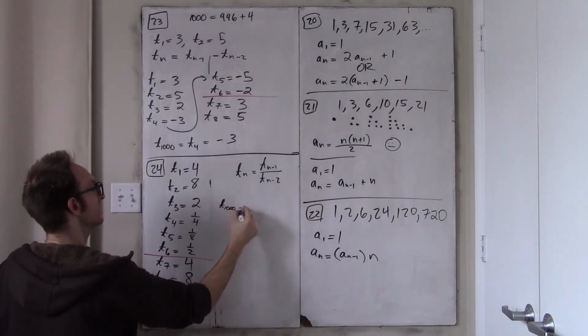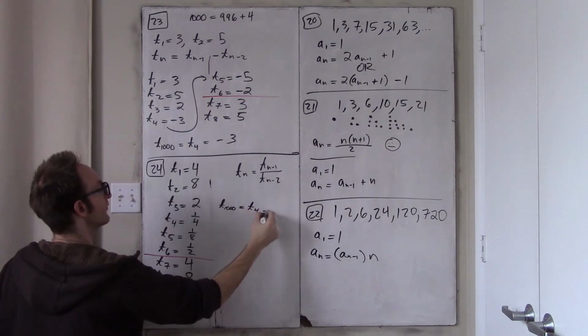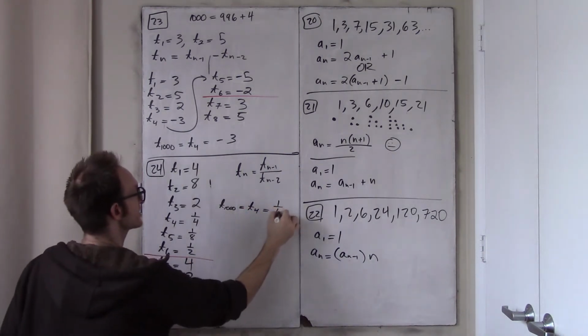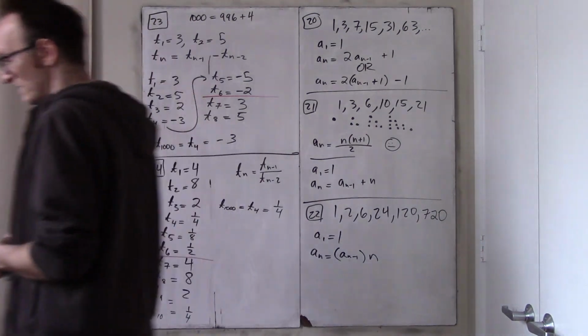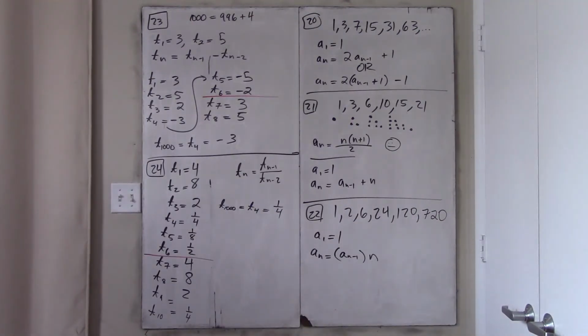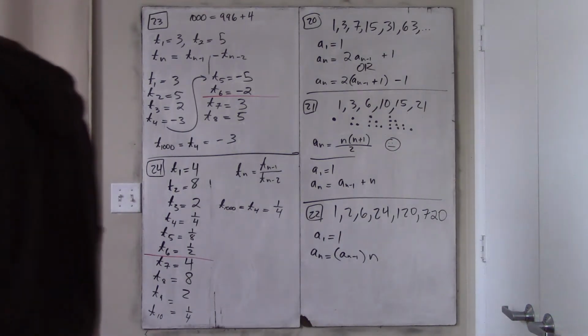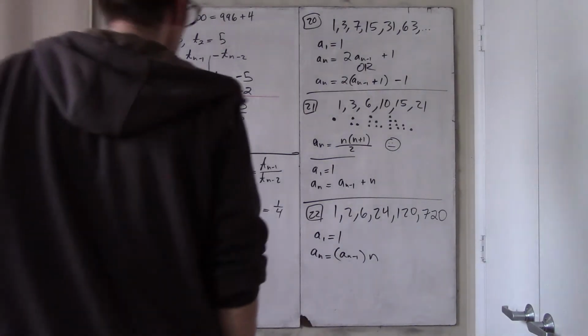The thousandth term is also going to be equal to the fourth term for the exact same reasons. And so the answer to this problem is 1/4. Yeah. Woo! That was great. Okay, let's do page 6 of this packet, and then maybe kind of end this video.